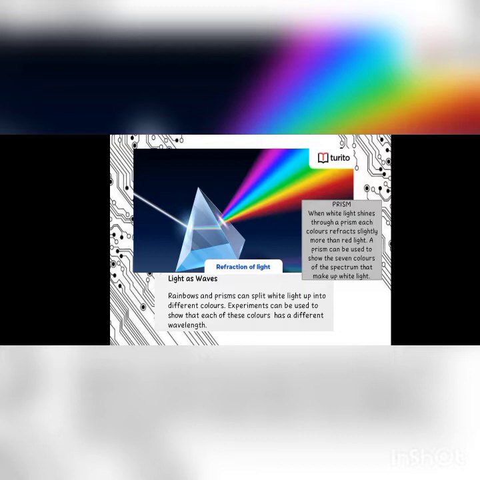In the picture, we can see the prism. So what is a prism? When white light shines through the prism, each color refracts slightly more than red light. A prism can be used to show the 7 colors of the spectrum that make up white light. Light as waves: rainbows and prisms can split white light up into different colors. Experiments can be used to show that each of these colors has a different wavelength.